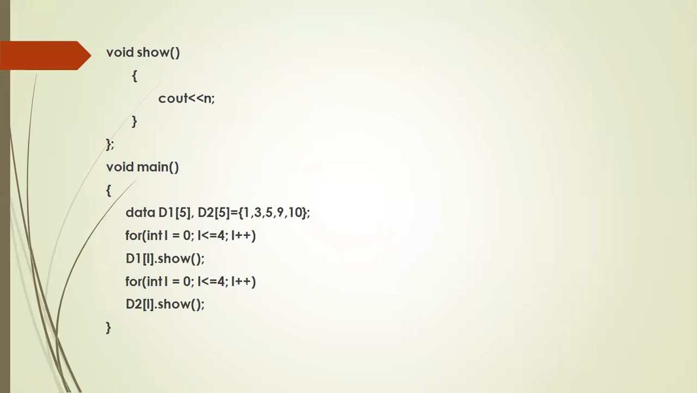For d2 of 1, the member data value becomes 3. For the next one, it becomes 5, and for the remaining ones, it becomes 5. Now you run a loop: i equal to 0, i less than or equal to 4, i plus plus. You call the show function with each object of d1.